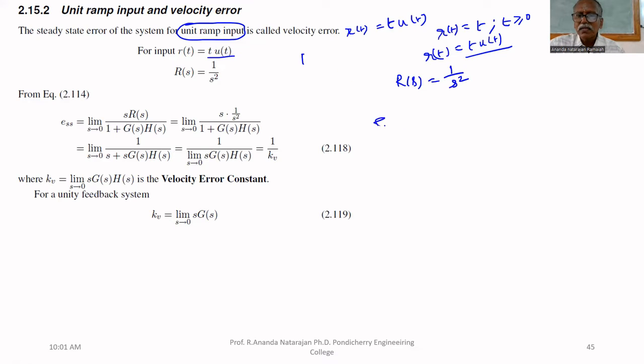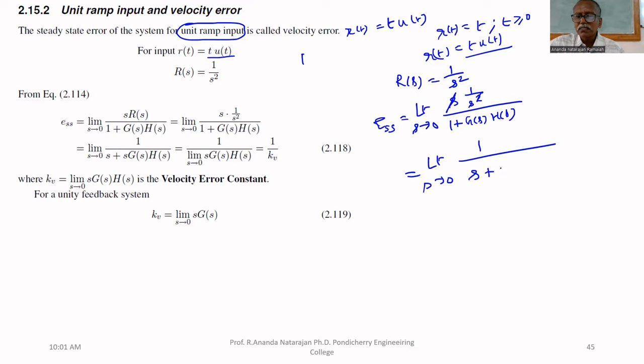What is steady state error? Steady state error equal to limit s tends to 0, s R of s, that is 1 by s square, upon 1 plus G of s, H of s. That is equal to, this gets cancelled, limit s tends to 0, 1 upon s plus s G of s, H of s. That is equal to limit s tends to 0, 1 upon s G of s H of s.